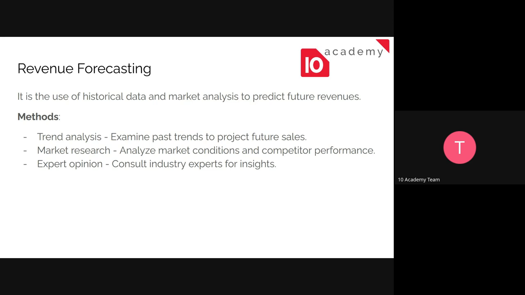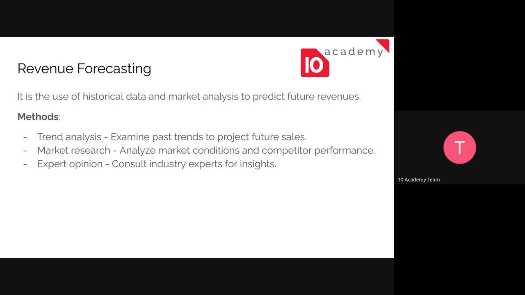But if you are a new company, like you are creating right now, we will see how we're going to do it. But for now, it's a combination: historical data plus market analysis. The methods are trend analysis, which is examining past trends to project future sales; market research, to analyze the market condition and competitor performance; and expert opinion. You can consult an expert in that industry to get insights about your selling price plus the quantity of your products.